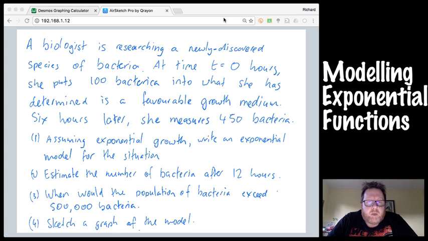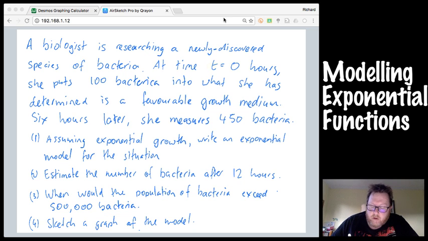Now, in question 1, it says, assuming exponential growth, write an exponential model for the situation. So we're coming at this as an exponential modelling question. I guess the first thing to do is to highlight the parts of the question which we think are going to be critical. So let's have a look.